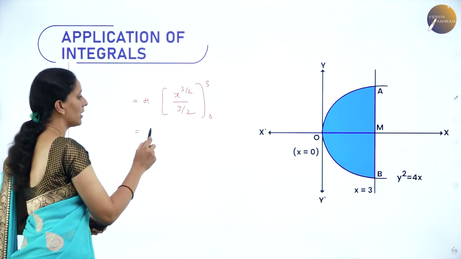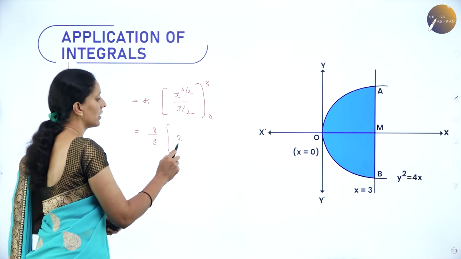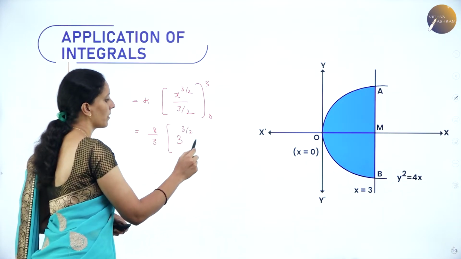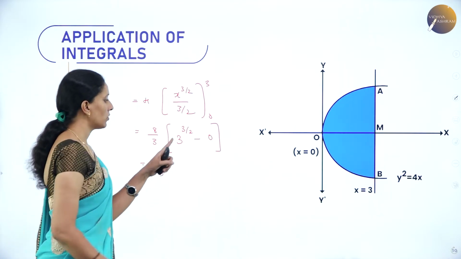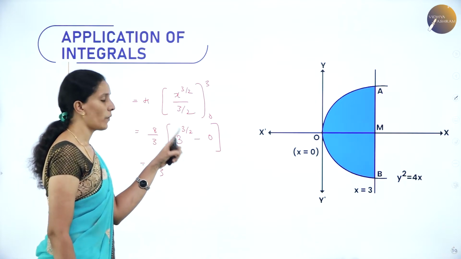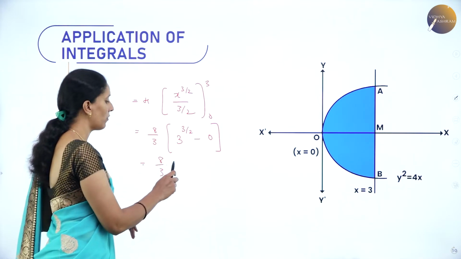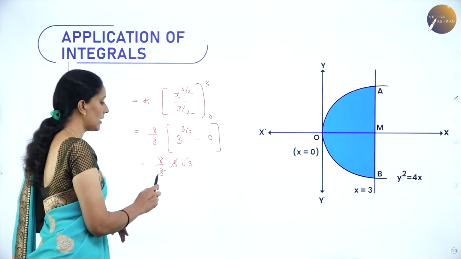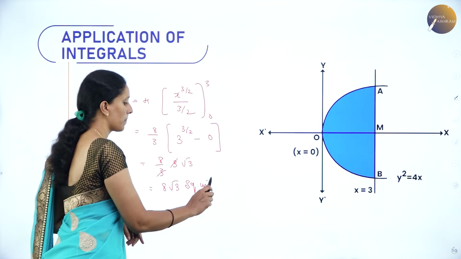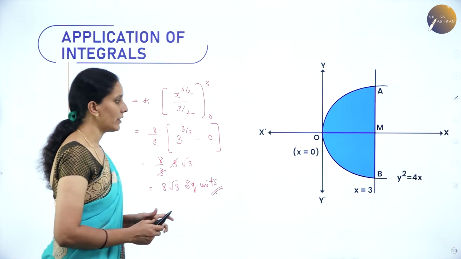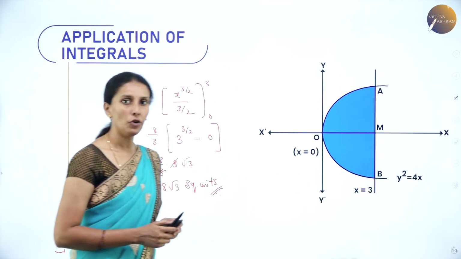So when you multiply here, it becomes 8/3 times. Apply the upper as well as lower limit. It is 3 to the power 3/2 minus 0. So therefore here it becomes 8/3. So 3 cube is 27, so the square root of 27, we can write 27 as 9 times 3. So therefore it is 3 root 3. So the 3 gets cancelled. Therefore the answer is 8 root 3 square units. So this is the area bounded by the region, that is x is equal to 3 as well as y square is equal to 4x.